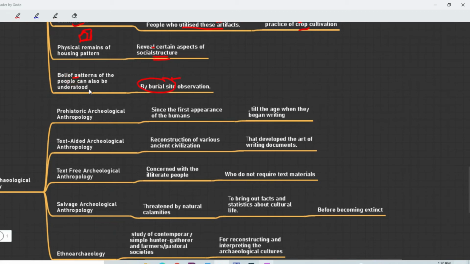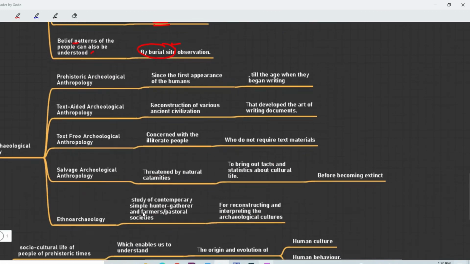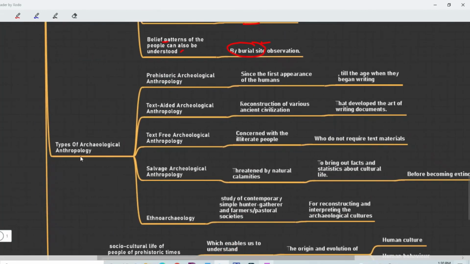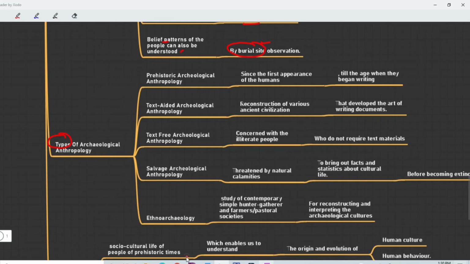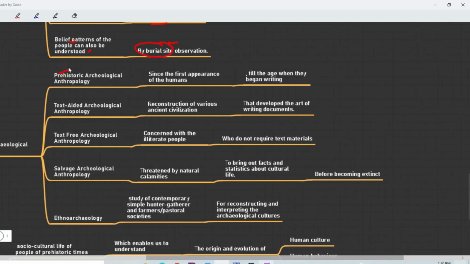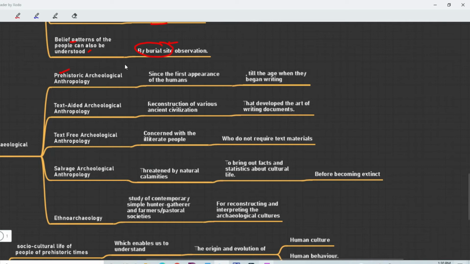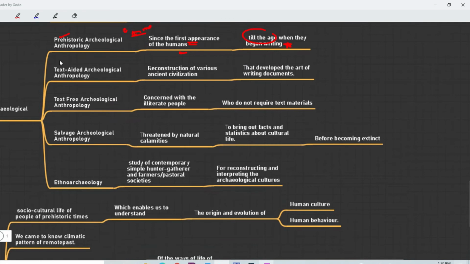Now let's discuss the various types of archaeological anthropology. The first one is prehistoric archaeological anthropology. This type collects, excavates, and studies the remains and fossils of the time period from the first appearance of humans till the age when they began writing. Another important type is text-aided archaeological anthropology, where it studies the various ancient civilizations that developed the art of writing and documents. It studies these ancient civilizations for reconstructing their cultural history.